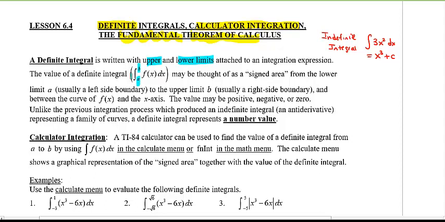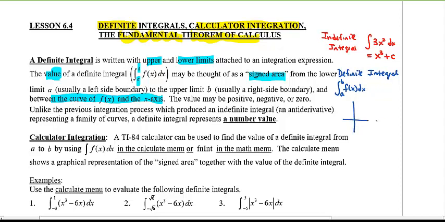Okay? And when you do this, you no longer get a function, but you actually get a value, a number. The value can be thought of as something called signed area from the lower limit a, usually a left side boundary, to the upper limit b, a right sided boundary, between the curve f of x and the x-axis. So let me draw this now for you. Okay, a definite integral. You can draw this out if you want, or just enjoy the show and watch. The integral from a to b of some function f of x dx.